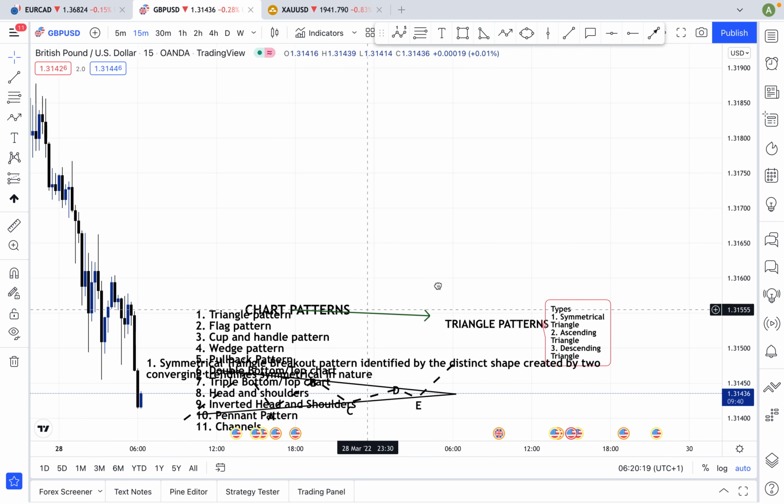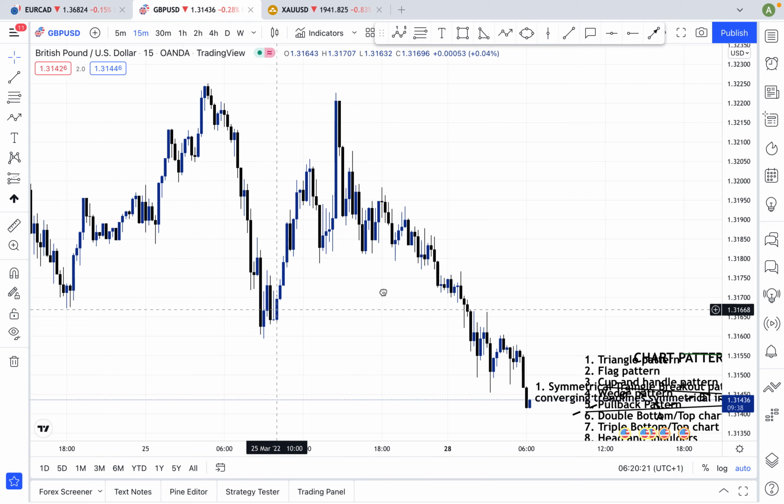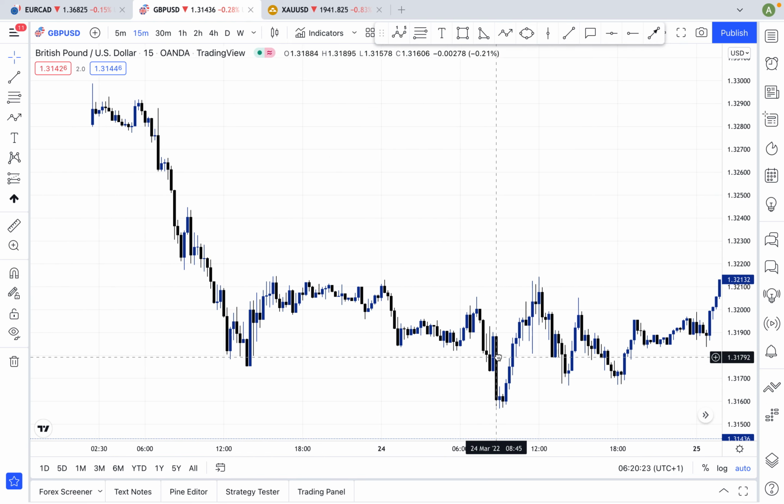So let's try to look for an example. Hopefully we'll find one.